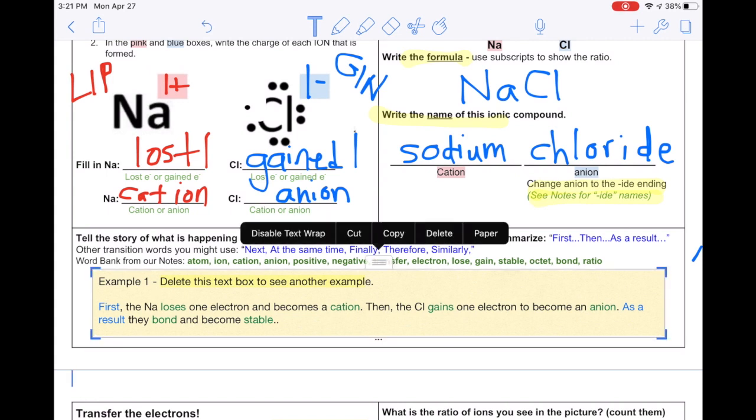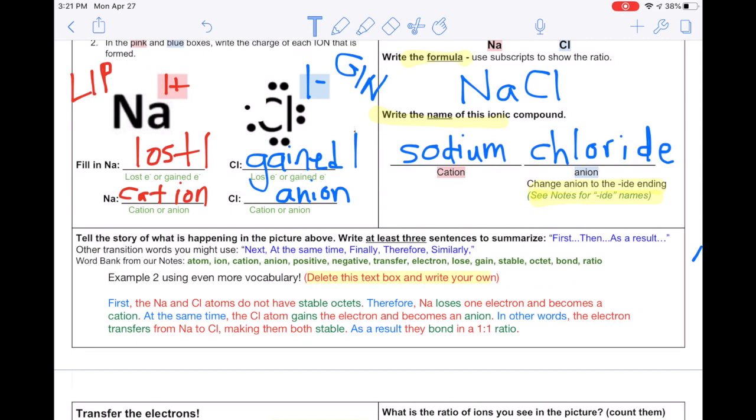Now, if I want to see another example with a little more vocabulary, I'm just going to delete this box. Here's example 2. First, the Na and Cl atoms do not have stable octets. Therefore, Na loses 1 electron and becomes a cation. At the same time, the Cl gains the electron and becomes an anion. In other words, the electron transfers from Na to Cl, making them both stable. As a result, they bond in a 1-to-1 ratio.